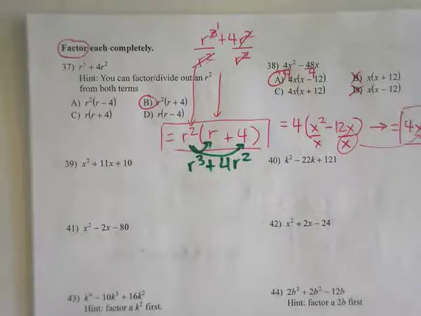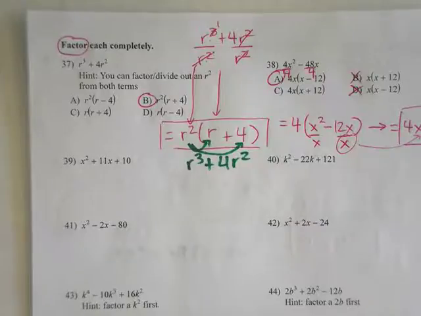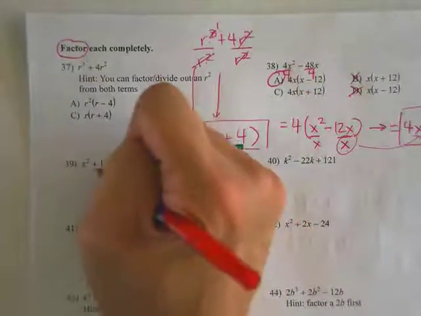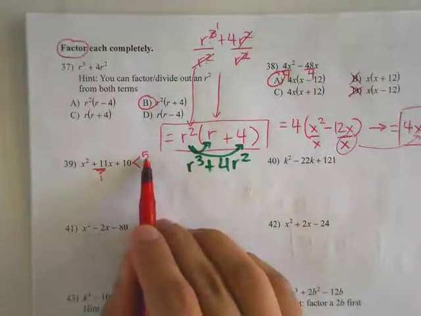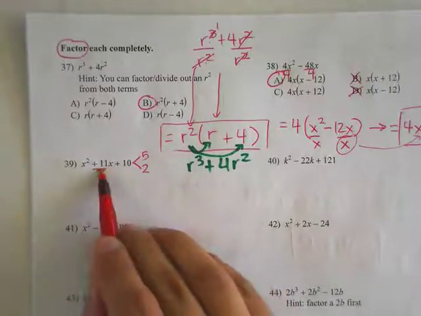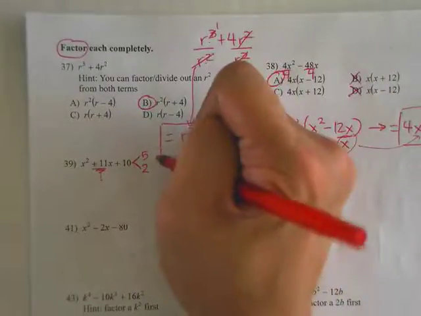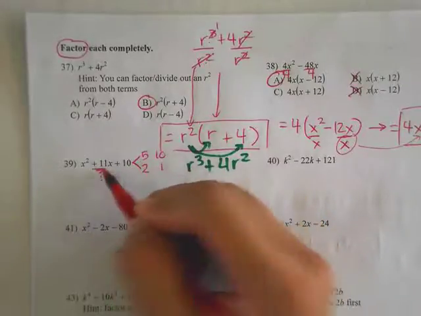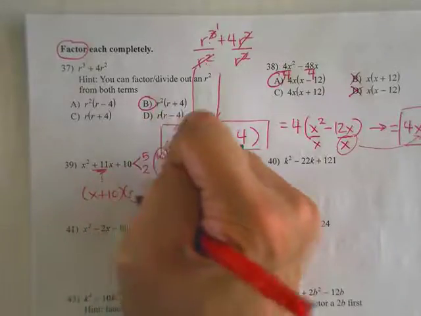39. For all of these problems, all the a values over here should be 1, so we can do it in this method. What two numbers multiply to 10, but at the same time they need to add up to 11? A lot of students like to pick 5 and 2. Yeah, 5 times 2 is 10, that's nice. But does 5 plus 2 equal 11? No, it's not. We've got to think of some other pairs. The only pair I can think of is 10 and 1. 10 times 1 is 10. 10 plus 1 is 11. So your answer is going to be x plus 10, x plus 1.